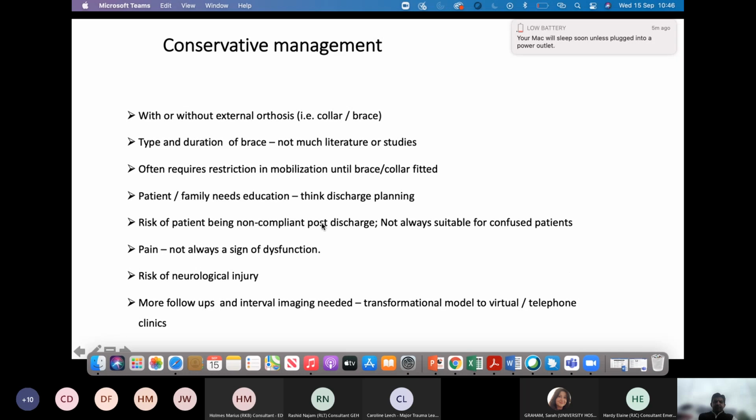Think about the patient themselves. They might not be compliant after discharge. I had a psychiatric patient recently who we knew wasn't going to be compliant with a collar, and he had an unstable injury, and we wanted to fix it, so we had to get the psychiatrist involved and really assess his ability to make decisions or accept or refuse treatment. So those are the types of things you want to be thinking about.